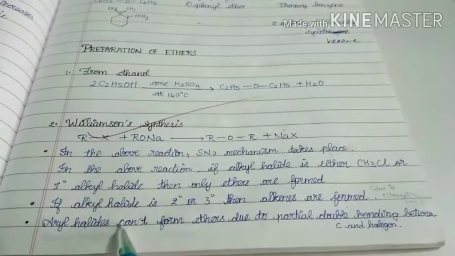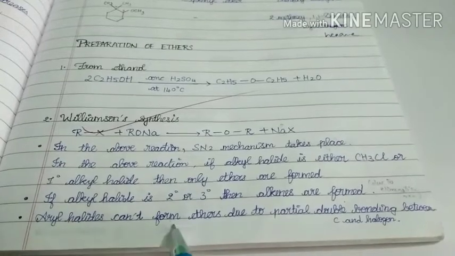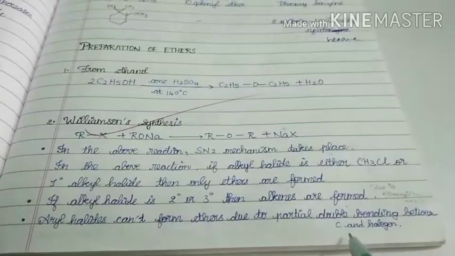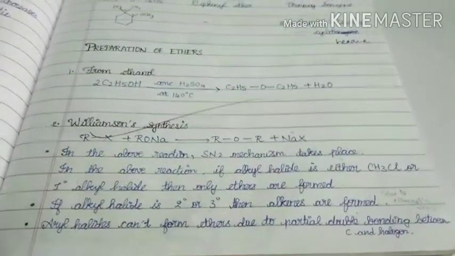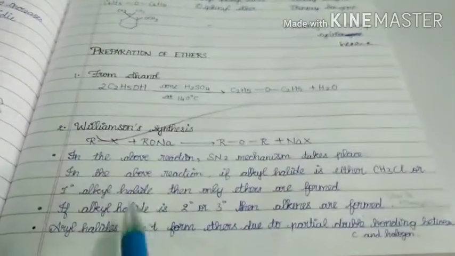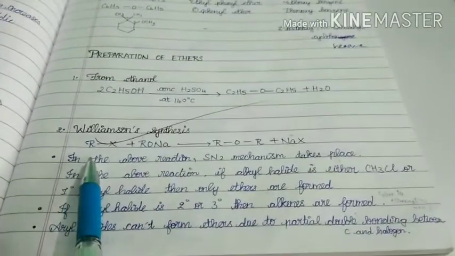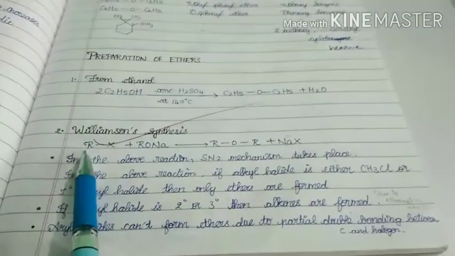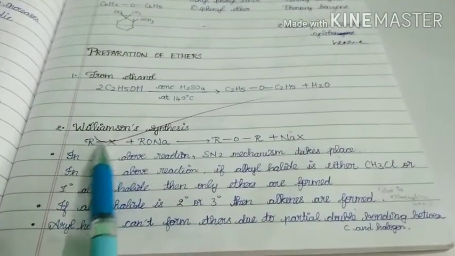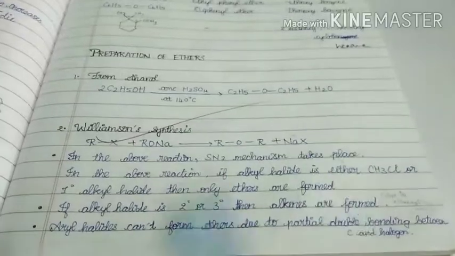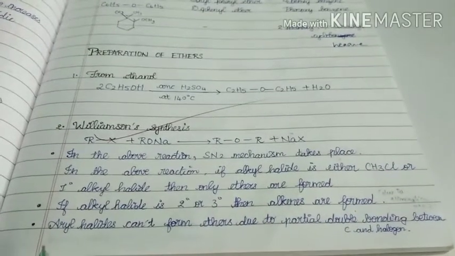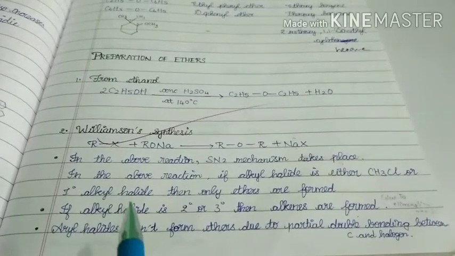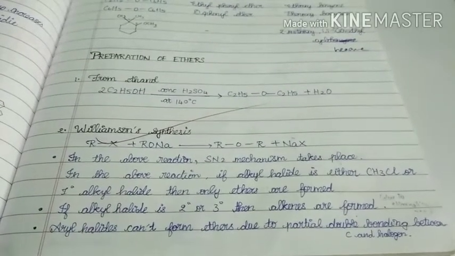Next, aryl halides cannot form ethers due to partial double bond character present between carbon and halogen. These are very important points. Three points are there. First point is the alkyl halide should be either methyl halide or primary, then only ethers are formed. If it is secondary or tertiary alkyl halide, then alkenes are formed instead of ethers. Next point, aryl halides cannot form ethers because partial double bond character is present between carbon and halogen.